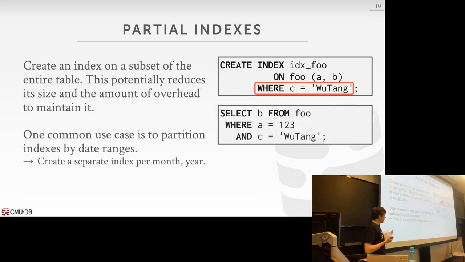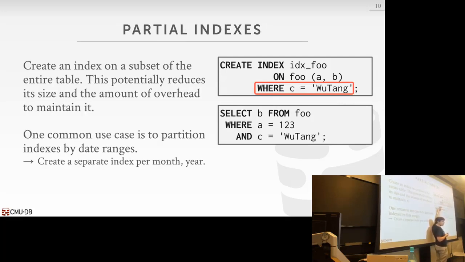So now, if I want to do a lookup like this, select B from foo where A equals 1, 2, 3 and C equals Wu-Tang. I've built the index on A and B. My where clause references A, so I can still use this index, but I can also look at this and say, oh, where C equals Wu-Tang, then I know this is exactly the index I want to use.